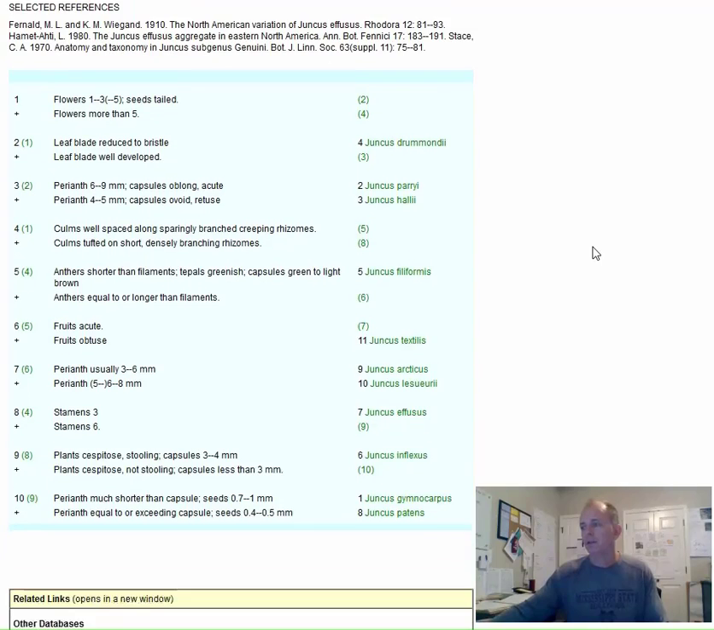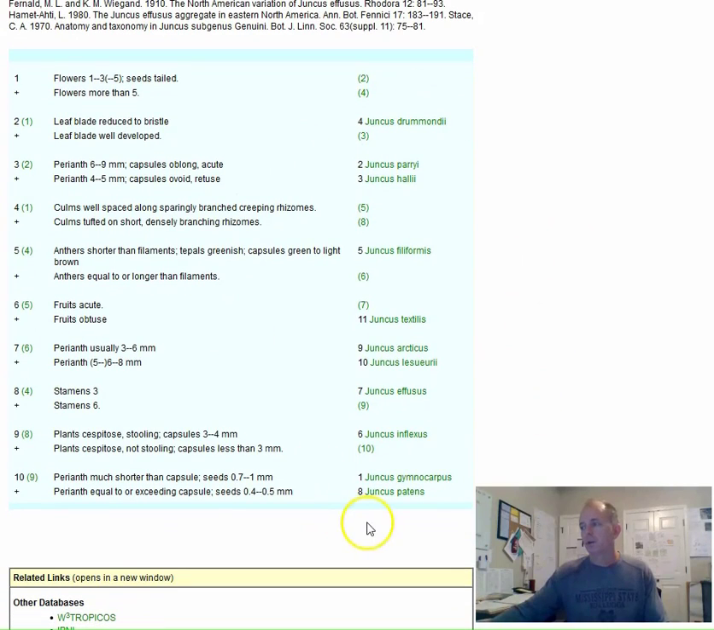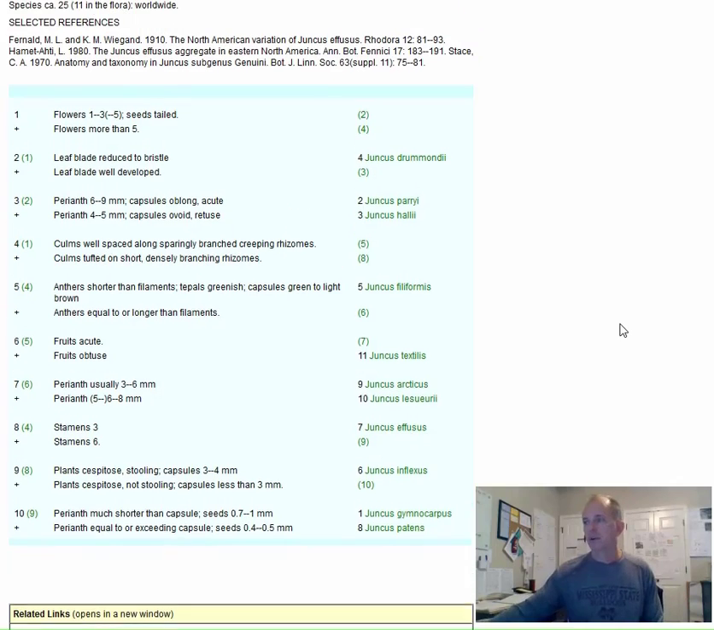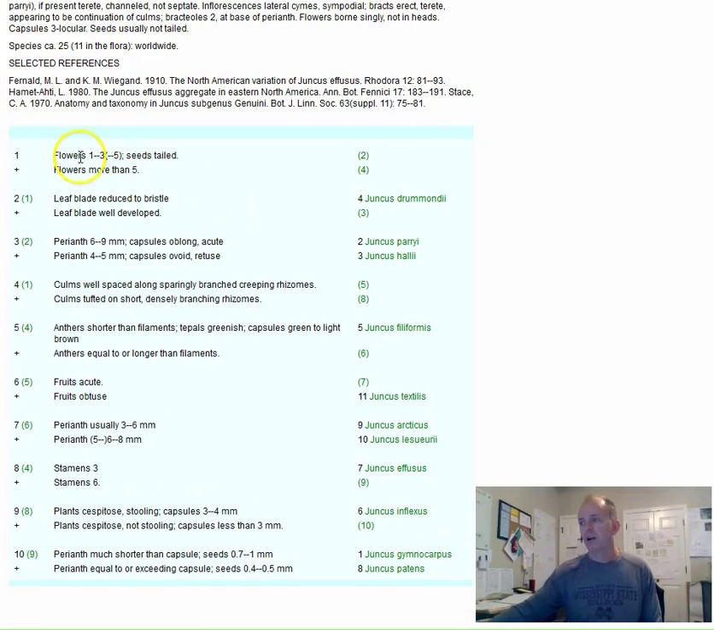What are we going to do with this? Now look at this. This is pretty cool. So we have 11 species in here. That would be cool, even if I didn't already know what this was. That would be cool. Wouldn't be that difficult. Flowers 1 to 3, and the seeds tailed. Bad news, I do not see any seeds.